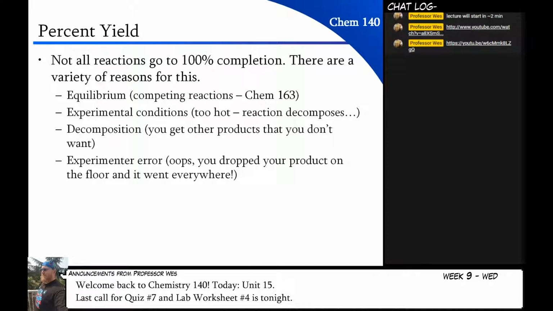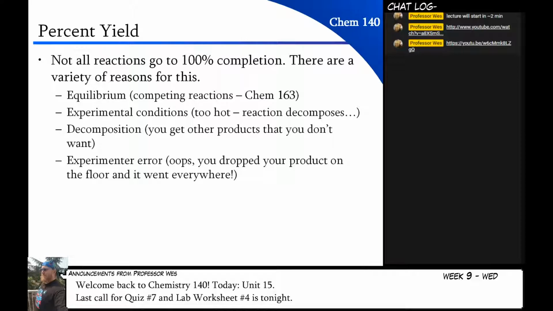So when we do a reaction, we've sort of been working on the assumption that our reactions will go to 100% completion and that all of a reactant will be consumed. Now, it turns out there's reasons for this not to happen. So the first that we're going to talk about in 163 is equilibrium. Equilibrium is a competing reaction. Generally speaking, this is where products get reverted back to reactants. Maybe because the reactants are more stable than the products, and you only make a small amount of products.